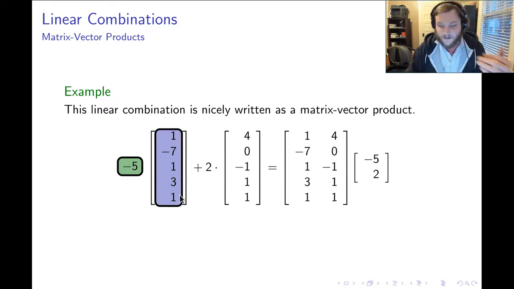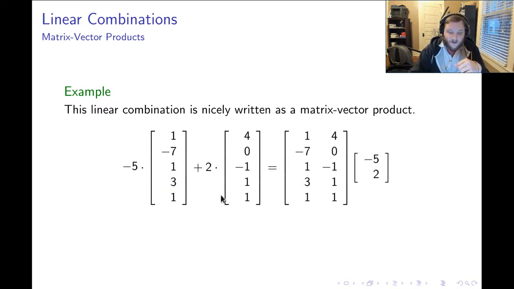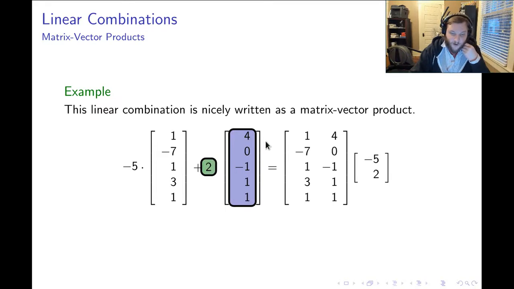So if we're going to write this as a matrix vector product, we could extract the first vector in this term and put that into the first column of a matrix, and then we can build the vector that we're multiplying by taking this -5 and putting it as the first coordinate of the vector we multiply by. So that's the first column of our matrix, and that's the first scalar of the vector we're multiplying by. Now let's move to the second term here. The second term is 2 multiplied by the vector 4, 0, -1, 1, 1.